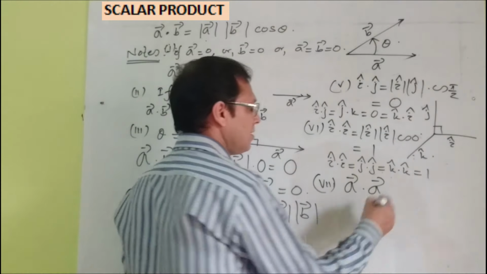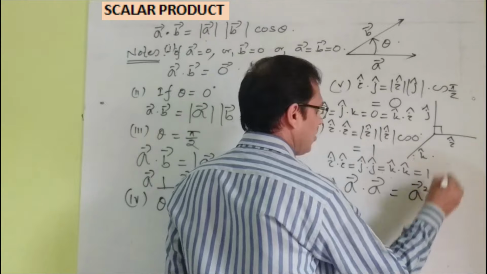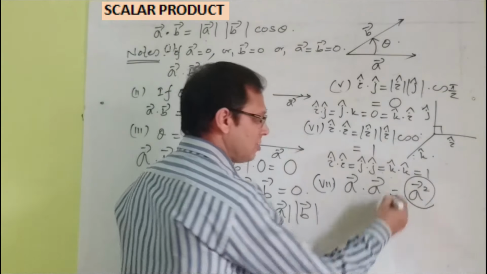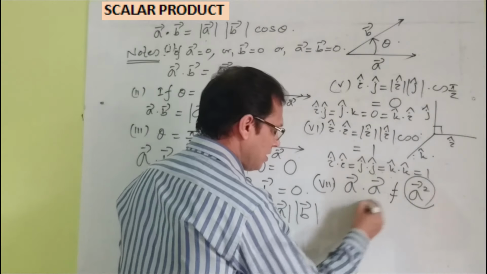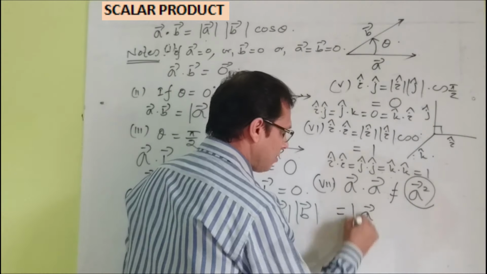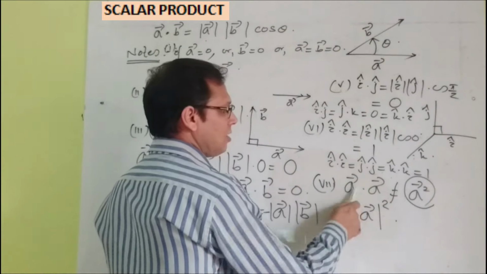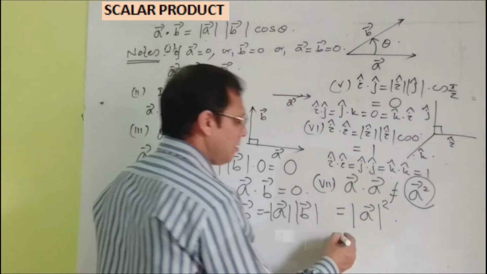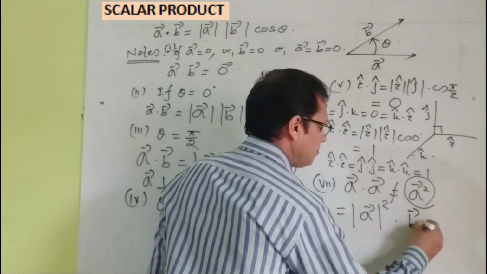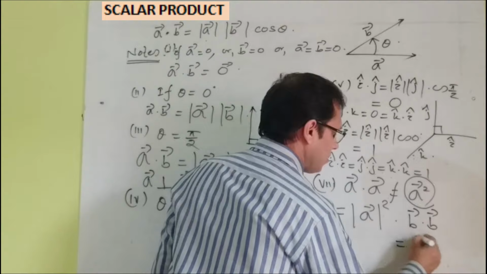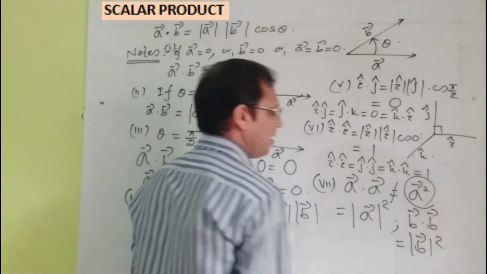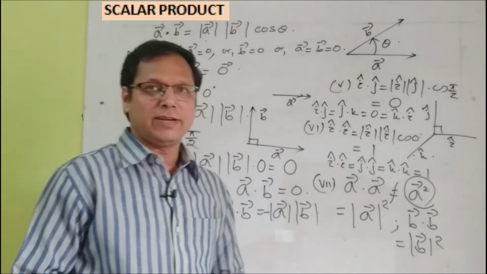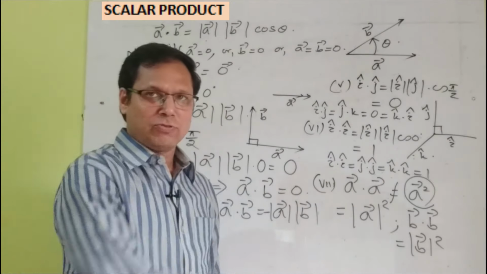All the students should keep in mind that a vector dot a vector, some students write as a vector square. If you write it like that, it has no meaning. So this one is not equal to this one. That means this one is equal to the a vector magnitude square. So a dot a is equal to the a vector magnitude square, or you can write b dot b is equal to the b vector magnitude square. Now we'll take some properties and some problems. So make it a note first.